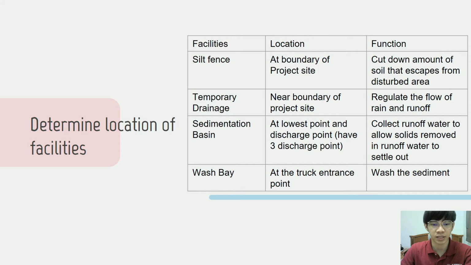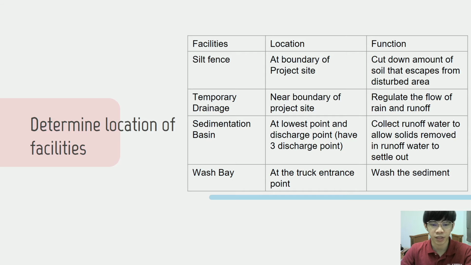Silt fence is placed at the boundary of the project site, and its function is to cut down the amount of soil that escapes from the disturbed area. Some contractors may choose not to put silt fence at higher elevation, because soil normally will be exposed to the lower reduced level. But in our case, our group decided to put it at every boundary. The silt fence will be removed after the construction.